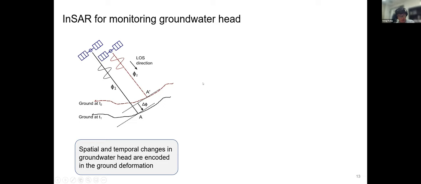The reason why InSAR can be useful data for monitoring groundwater head is the following. Spatial and temporal changes in groundwater head are encoded in the ground deformation. This results in surface deformation that can be measured by the InSAR technique.